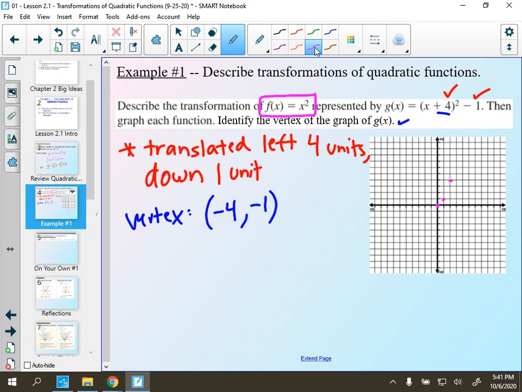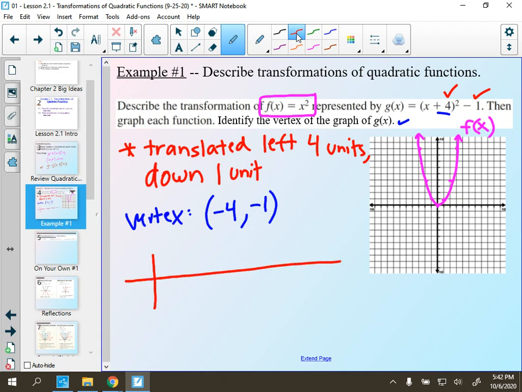So 1, 2, 3, 4, 5, 6, 7, 8, 9. Same thing with my negative values. So 0, 0, it's not negative, but -1 squared is 1, -2 squared is 4, and -3 squared is 9. So there, that should be a very quick graph. Once you know those points, it's essentially knowing your perfect squares: 0, 1, 4, 9, 16. Let's label it, because we're going to put a second graph on here: f of x. So how do I graph this other one?